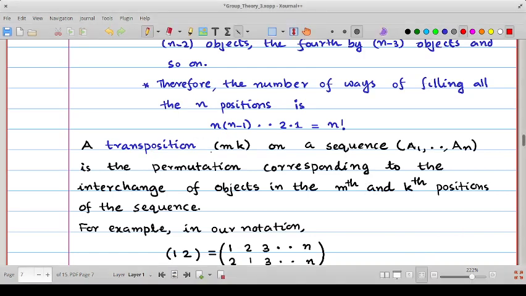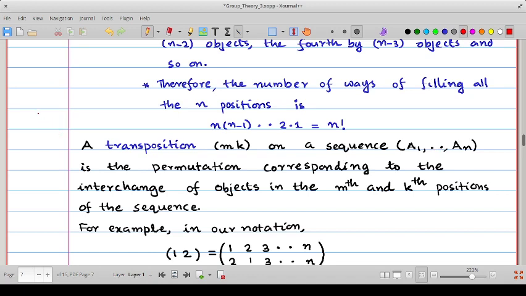Now we can define a special kind of permutation which interchanges the positions of two objects, and it is called the transposition. So a transposition (n, k) on a sequence a1, a2 up to an interchanges the positions of the object in the nth position and kth position.